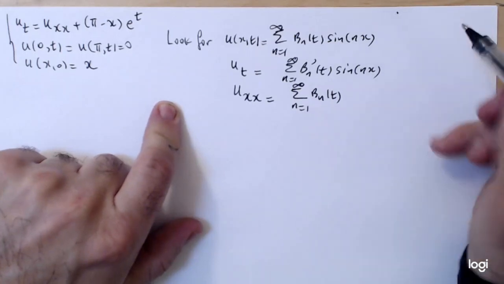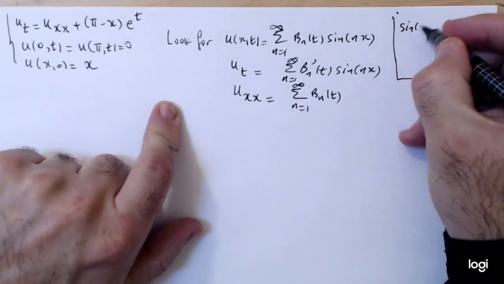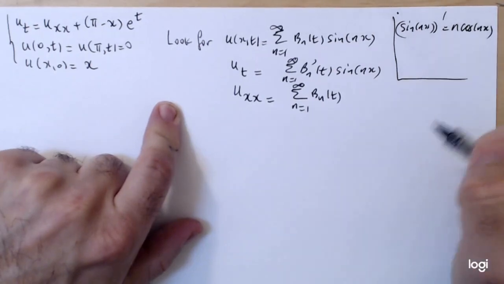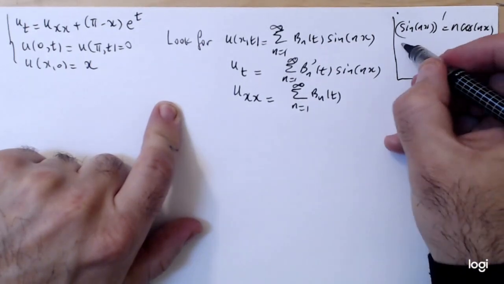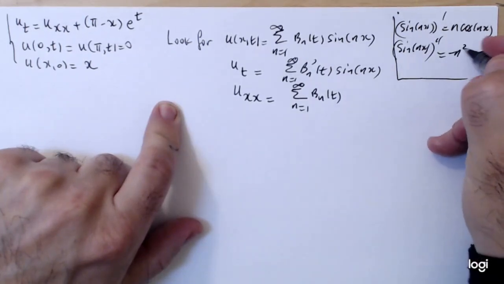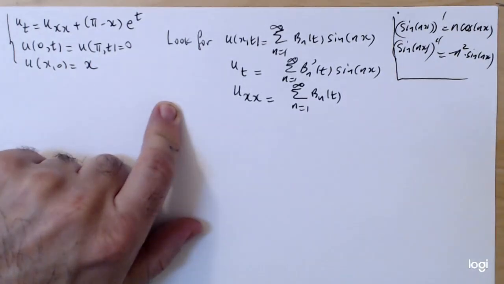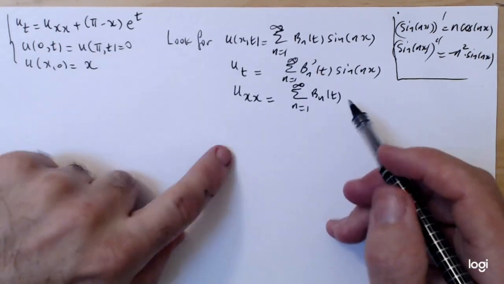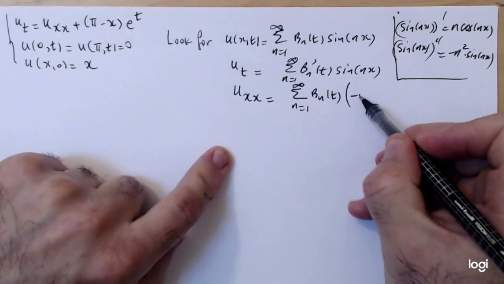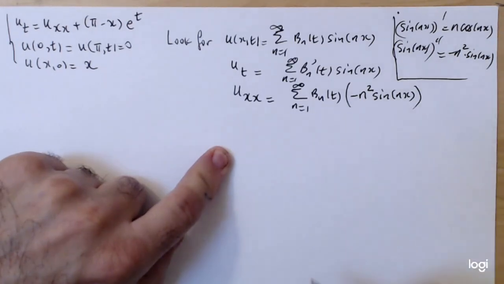And just to make it clear, let's put it in the corner here. So if I differentiate sine once, I get n cosine of nx. If I differentiate it again, I get minus n squared sine of nx. Okay, so uxx will be bn of t, and put here minus n squared sine of nx, because of the chain rule.